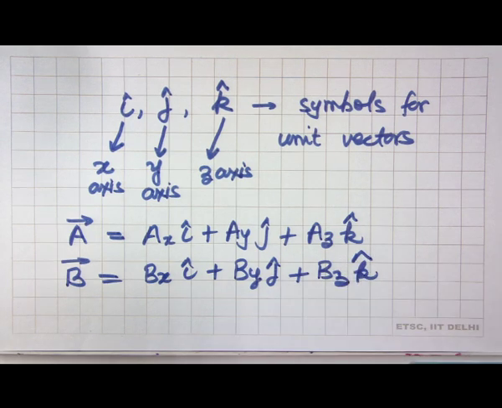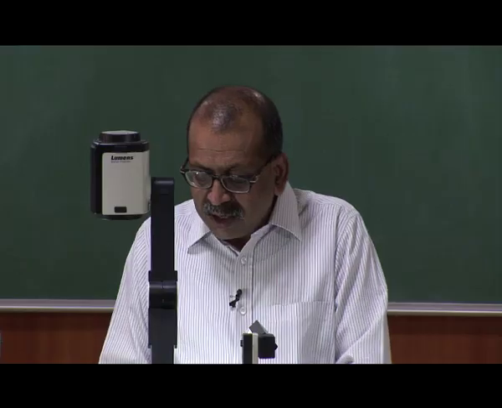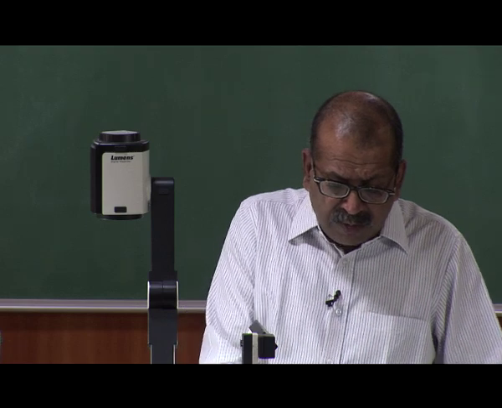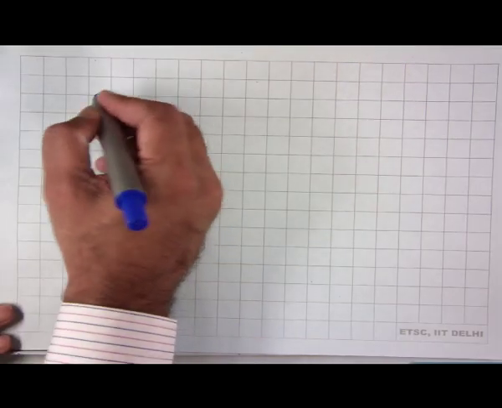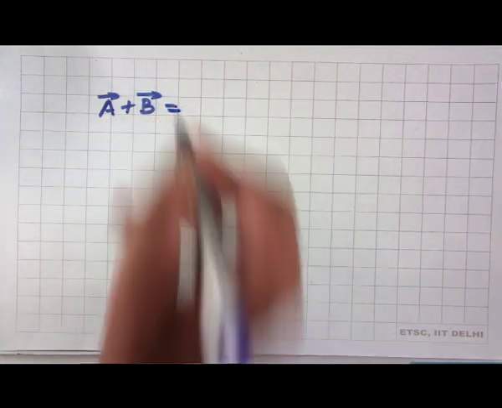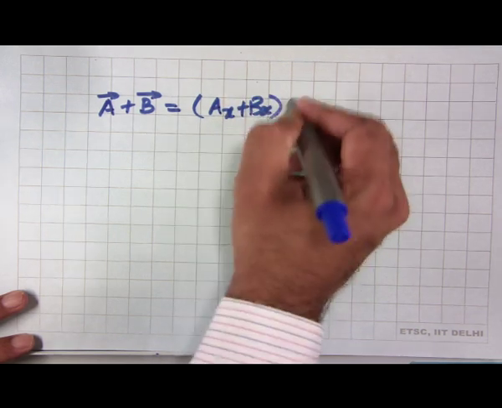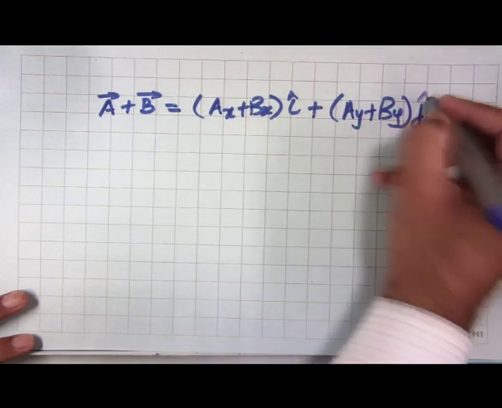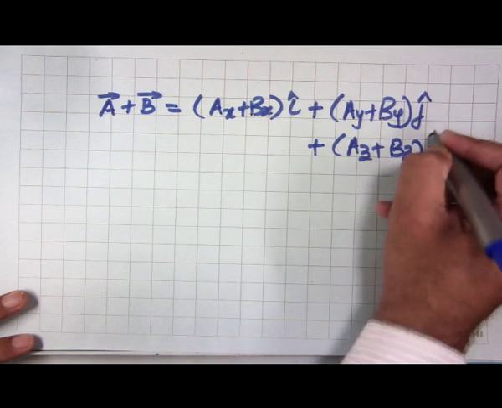An advantage of resolving vectors along the Cartesian axis directions is that once we resolve the vector along these directions, the addition of vectors can then be very easily done. So, if we have expressed vectors A and B like this and we want to find their sum, A plus B, then it can be written directly as (a_x plus b_x) times i plus (a_y plus b_y) times j plus (a_z plus b_z) times k.